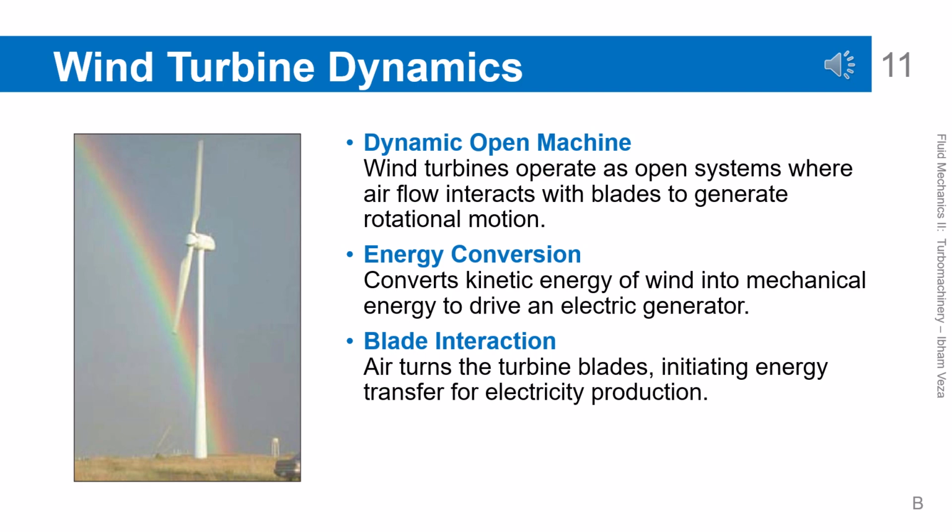Wind turbine dynamics. This slide introduces the wind turbine as an example of a dynamic, open fluid machine. Air flows through the blades and causes the rotor to rotate due to kinetic energy transfer. The kinetic energy of the wind is converted into mechanical energy on the turbine shaft. This mechanical energy is then used to drive an electric generator. This example shows how turbomachinery can directly utilize natural energy sources.